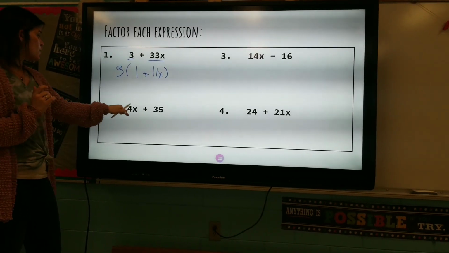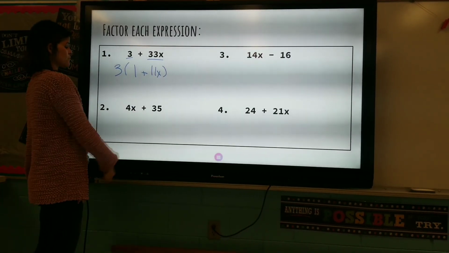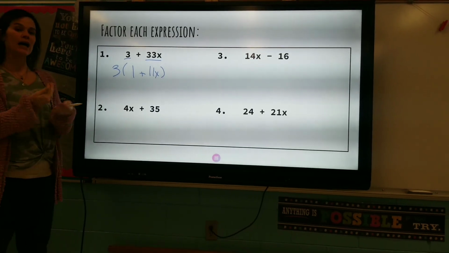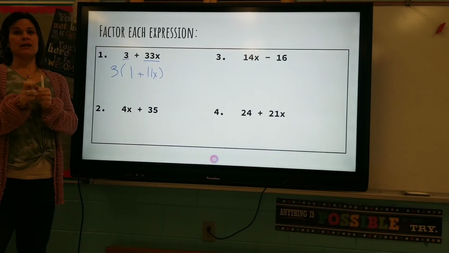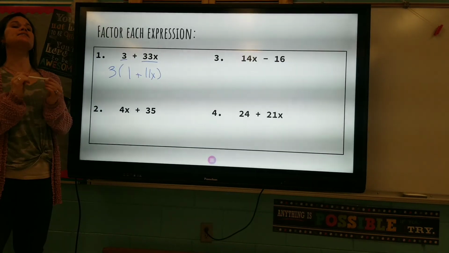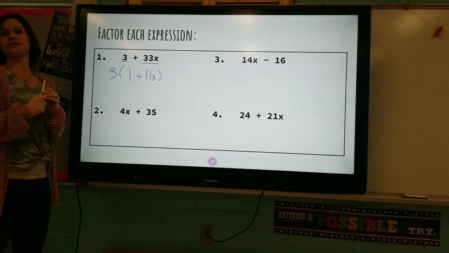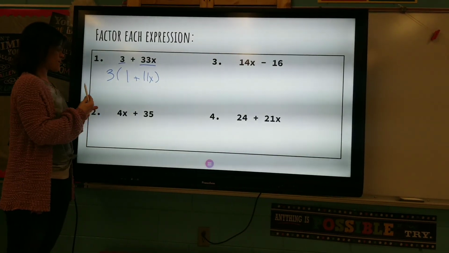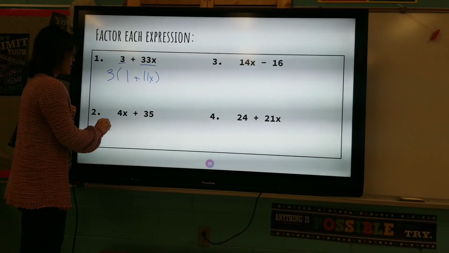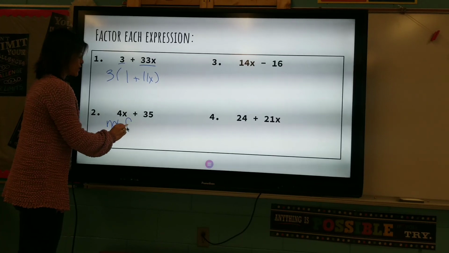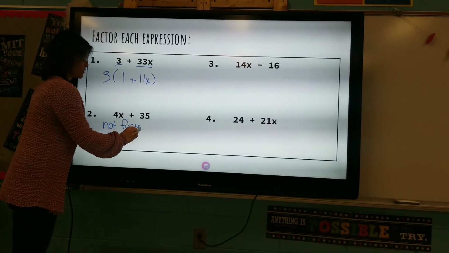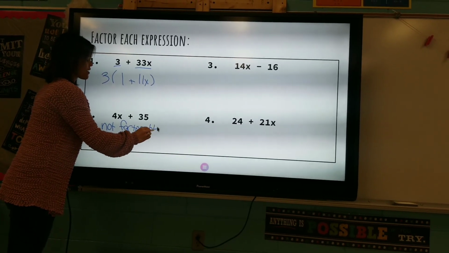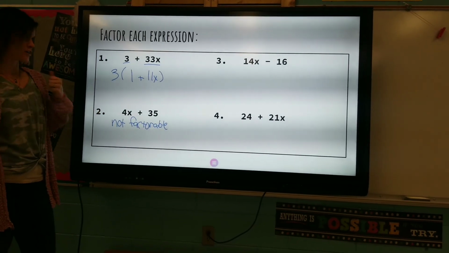Looking at number 2, again, looking at our 4x and our 35, what do they have in common? Let's see. Mackenzie back there, what you got? Right, they don't have anything in common because 4 can only be divided by 1, 2, and 4, and 35 cannot be divided by any of them, and there's no variable. So we would say it is not factorable, or you cannot factor it.